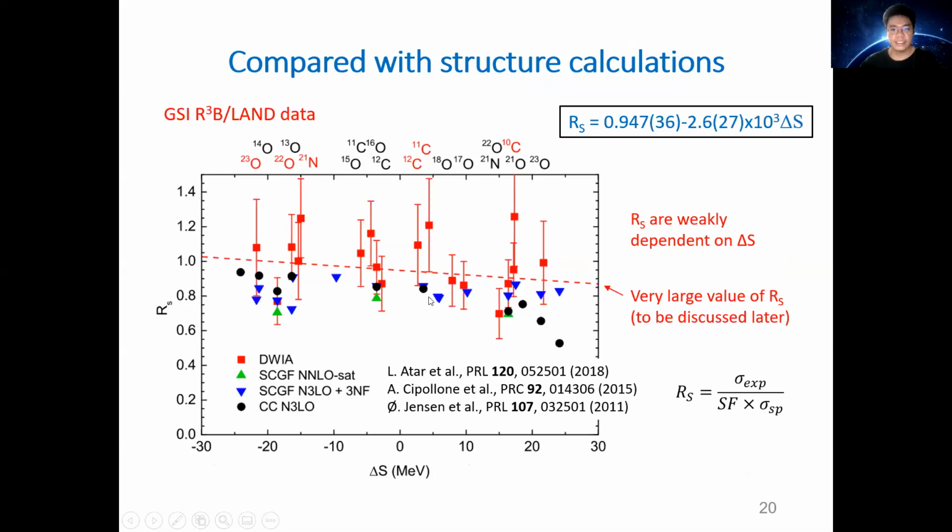So this is the first resource. The red dot here is our DWIA calculations using these simple formulas. We take the experimental cross sections and then divide by the theoretical spectroscopic factor multiplied by the single particle cross section given by the partial wave DWIA models. So one can immediately see that the reduction factor is very weakly dependent on delta S.